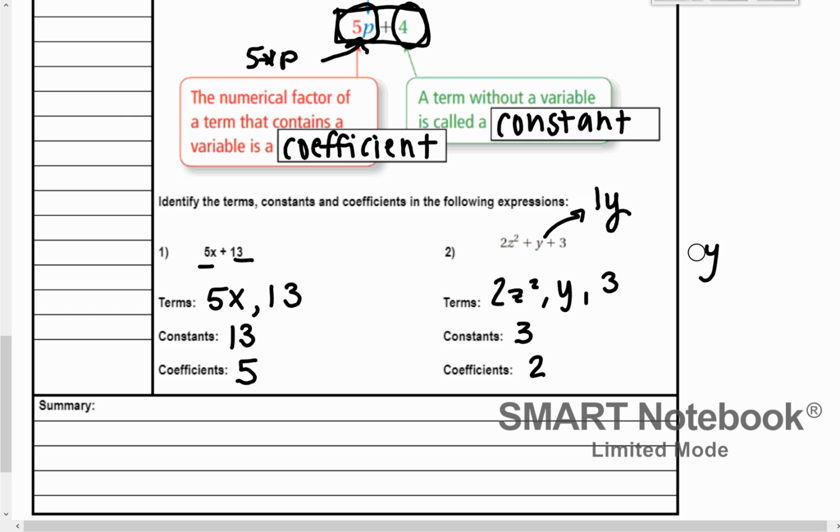So for example, if we just had an x over here, that's going to be the same thing as just having 1x. If we just have a z, that's equal to just having 1z, okay, and so on. So our coefficient is 2, but then also in front of this y, there is an unwritten one that we just assume is there, but we have to write it down when we're talking about coefficients.